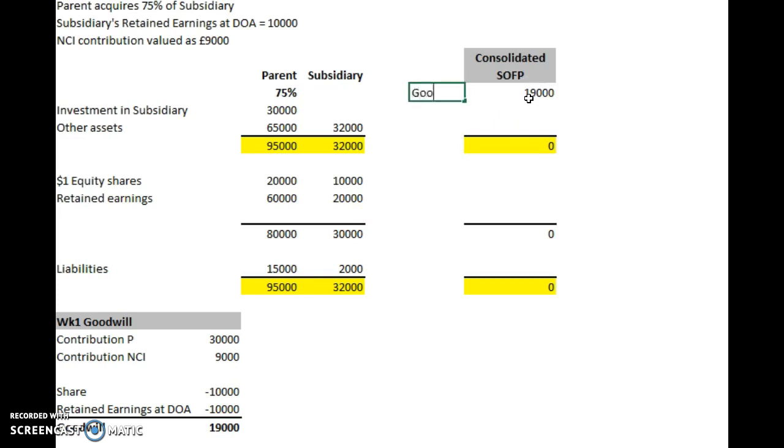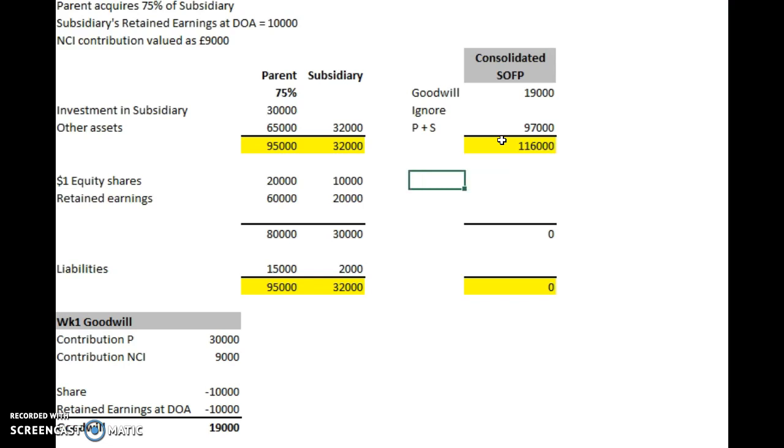So we now have a goodwill figure that we can put into the consolidated statement of financial position. So let's just label that goodwill, and that's just gone in there as an addition straight from this cell, 19,000 going into goodwill. So that's the first part done. Investment in the subsidiary we know to ignore, so that's 0. And the other assets, that is a simple calculation. Bring the two together, add one, add the other, and we're done. So that's total assets of 97,000. Doesn't look quite right. Let's add in the goodwill. There we go, 116,000 for total assets for the group.